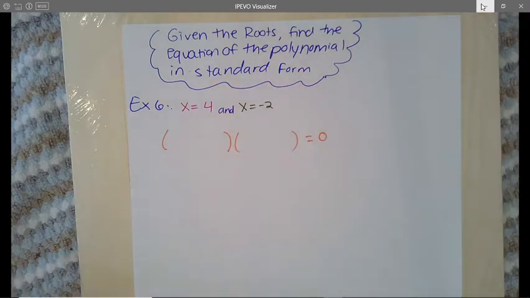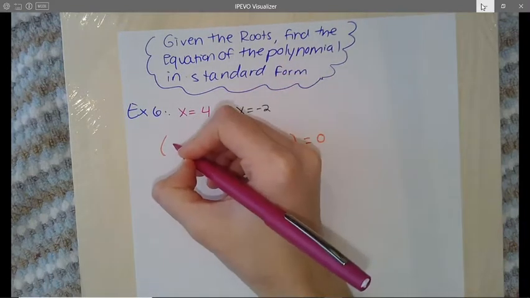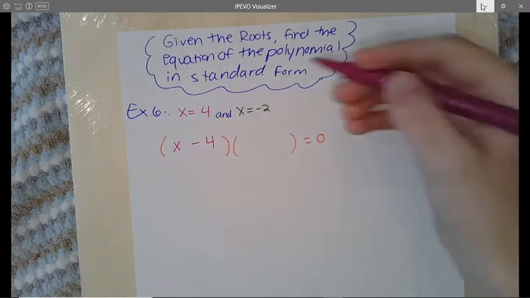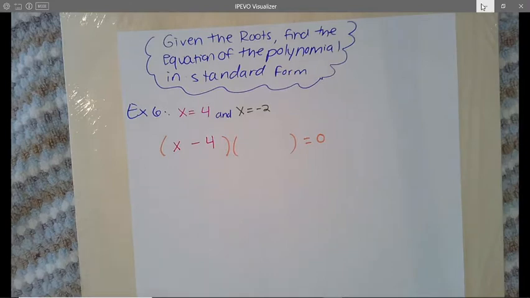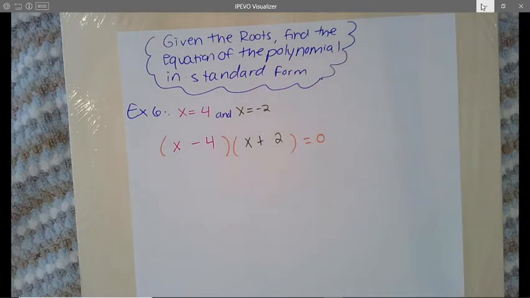Okay, so for example, the opposite of positive 4 is negative 4. So my parentheses will just be x minus 4. Okay, and then the opposite of negative 2 is positive 2. So my parenthesis would be x plus 2. Okay, and then from here, we're just solving to get this thing into standard form.